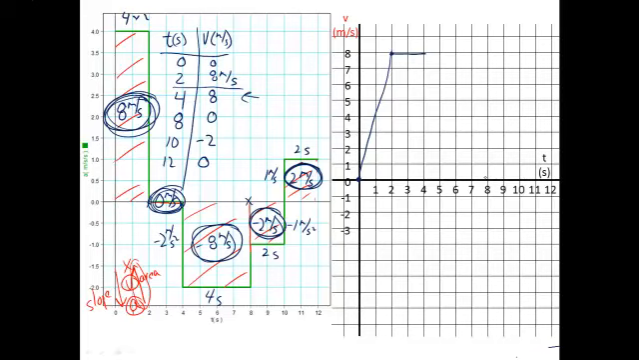After 8 seconds, I'm supposed to be down here at 0, so I'm going to draw a straight line from there to there. Then after 10 seconds, I'm supposed to be at -2, so it would look like that. And after 12 seconds, I'm supposed to be back at 0. So there's my velocity time graph from the acceleration time graph.